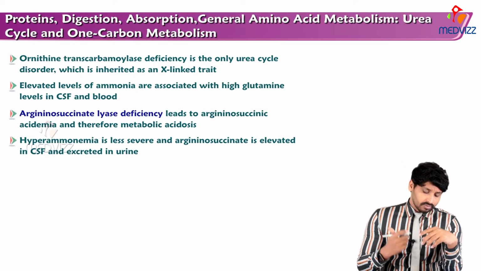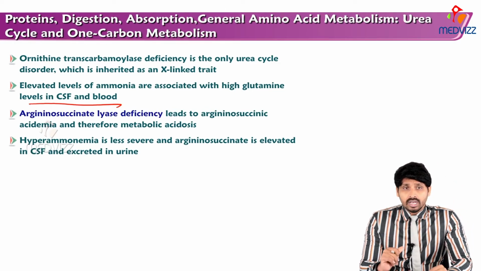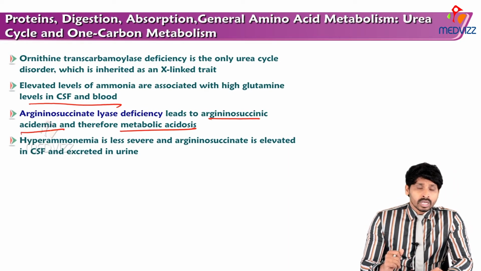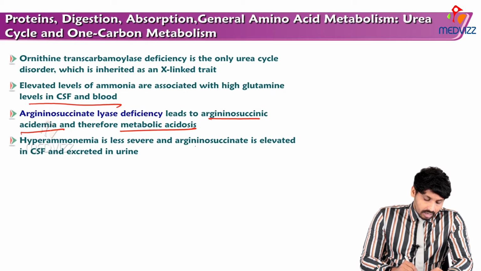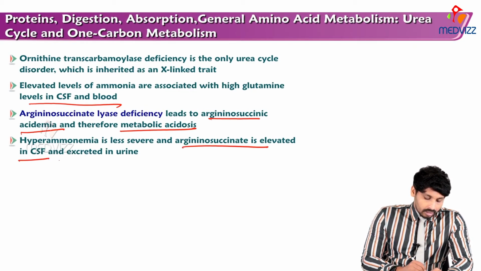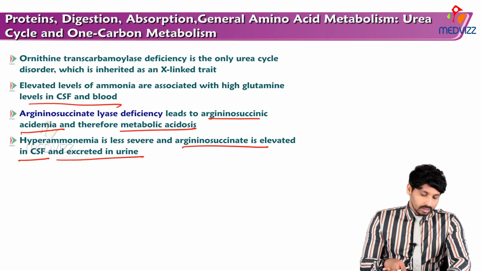Elevated levels of ammonia are associated with high glutamine levels in cerebrospinal fluid and blood. Argininosuccinate lyase deficiency leads to argininosuccinic acidemia and therefore causes metabolic acidosis. Hyperammonemia is less severe, and argininosuccinate is elevated in CSF and excreted in the urine.